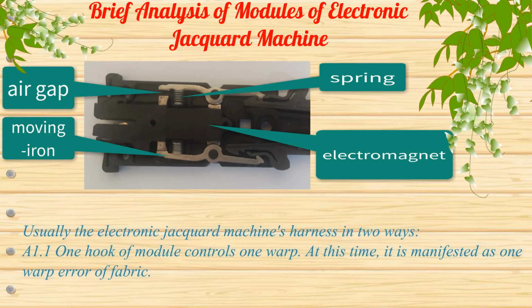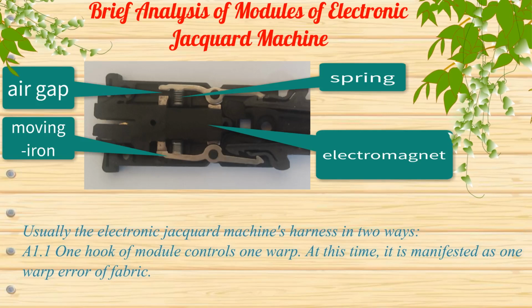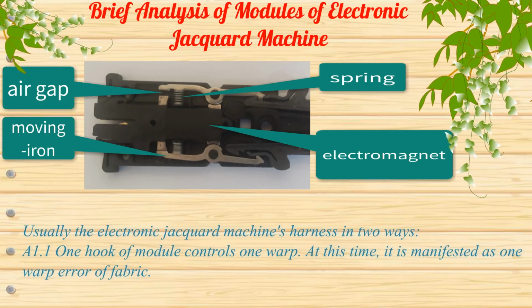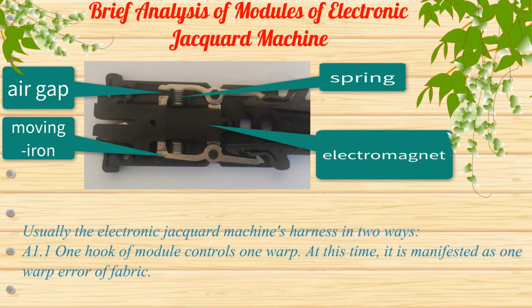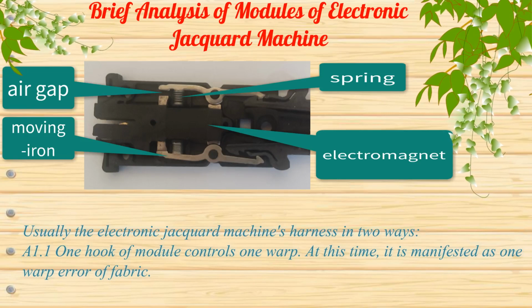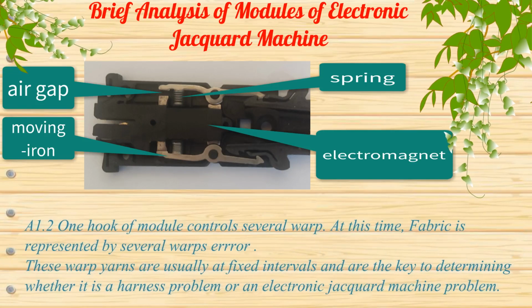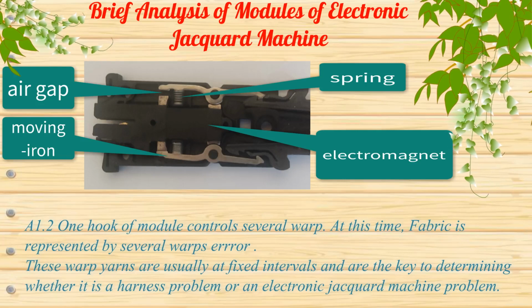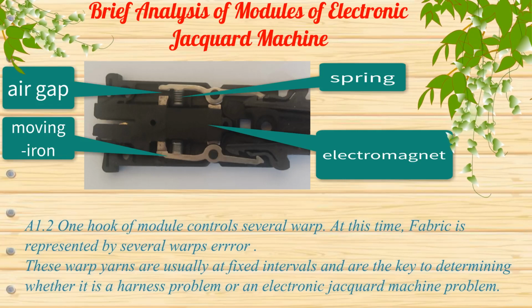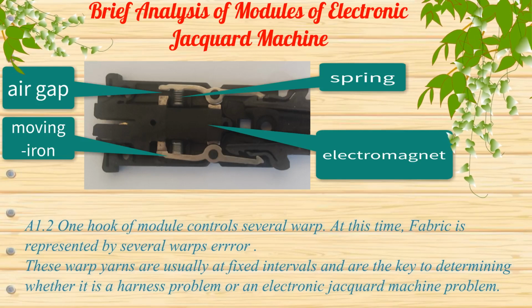Usually, the electronic Jacquard machines harness in two ways. A1.1 1 hook of module controls one warp. At this time, it is manifested as one warp error of fabric. A1.2 1 hook of module controls several warps. At this time, fabric is represented by several warps.